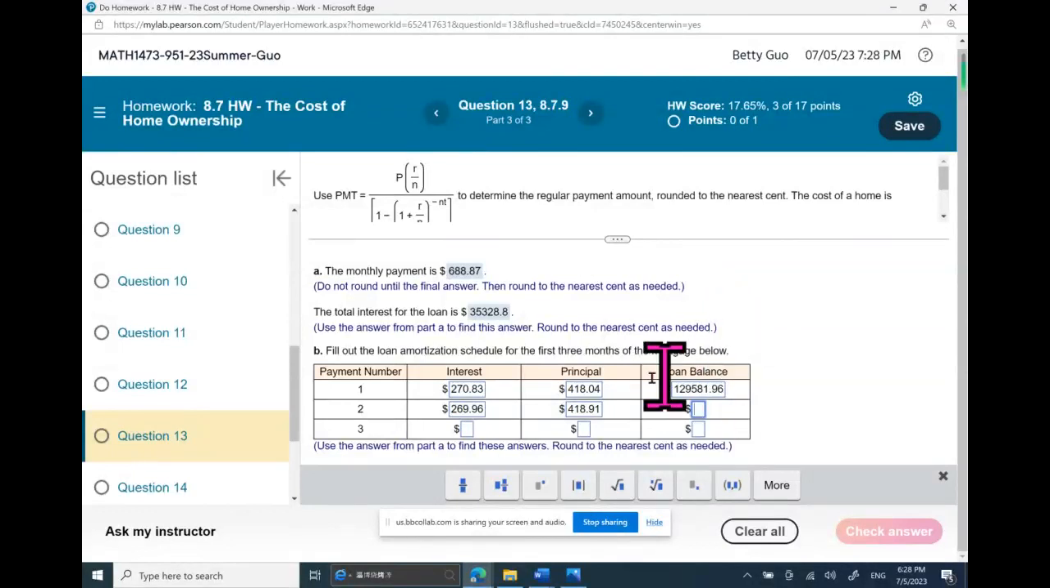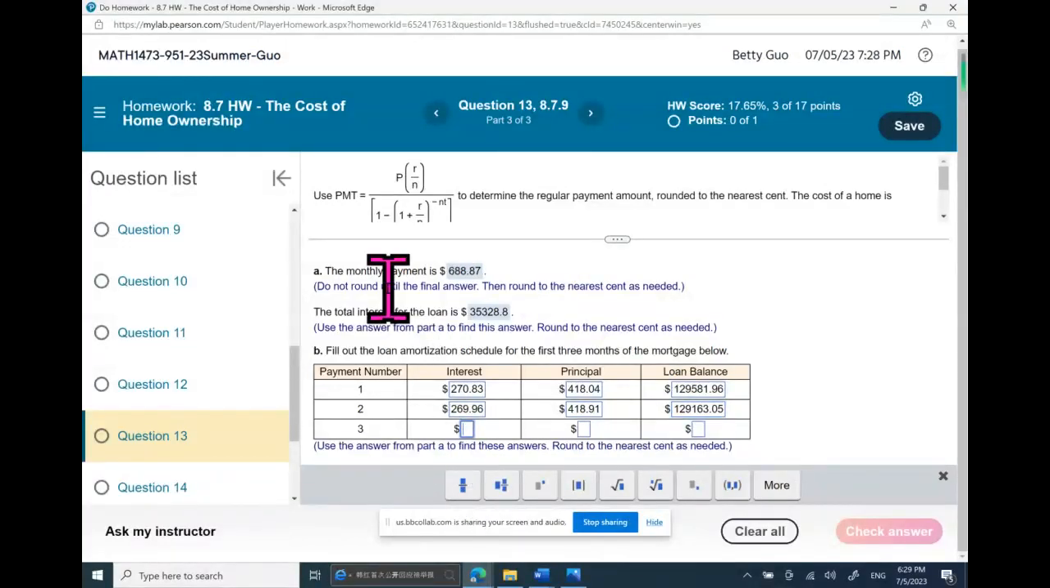We are going to use the loan balance from the end of month 1 minus the principal. 129,581.96 minus the second month's principal, 418.91, and I got a difference of 129,163.05. Do you have the same thing? Yes. So that's the second month. One more month to go.